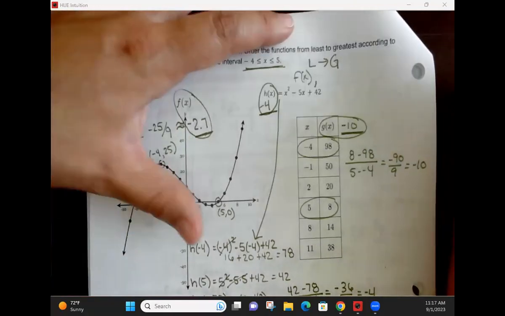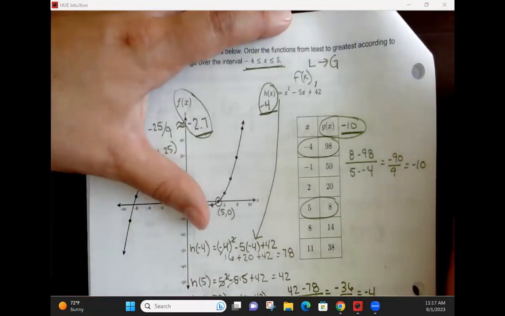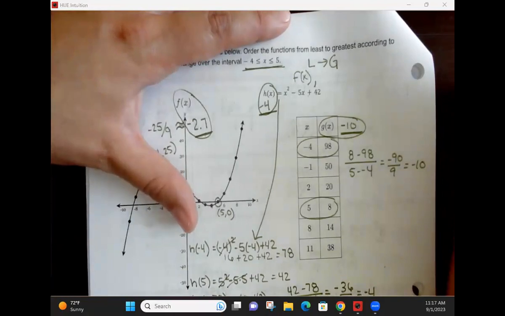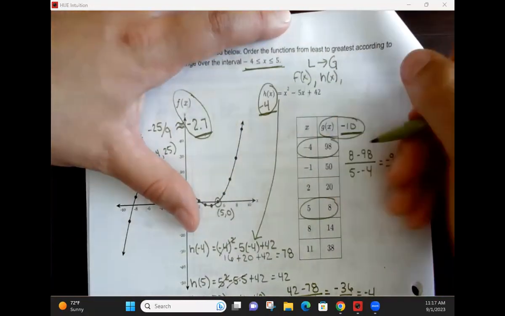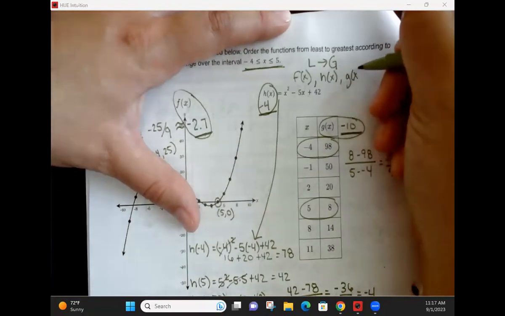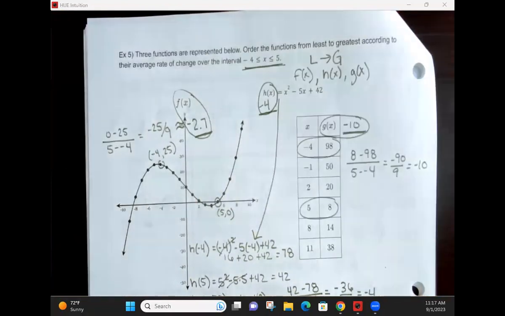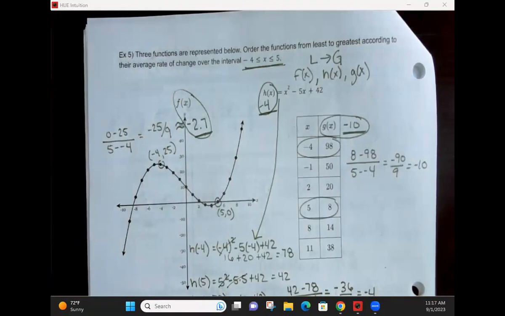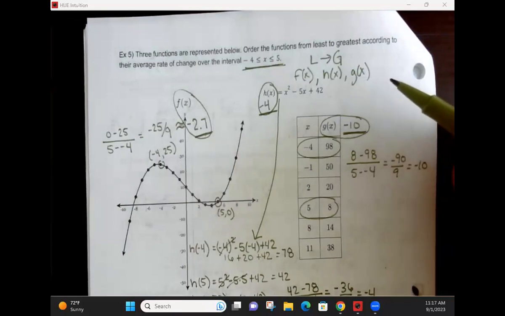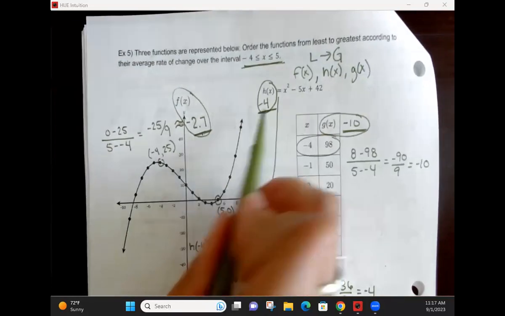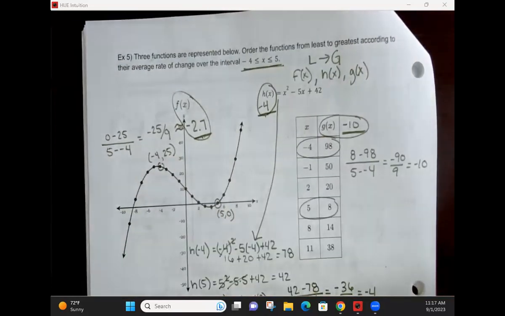What's our next smallest change? h of x. And then our greatest change was g of x. We changed by 10. We were going down by 10, but we changed by 10 there. Now I will tell you, I believe I gave you an assignment on Delta Math that asks you to order based on this, but they want you to order based on those actual values, not the amount of change. So be careful with your directions on those problems.